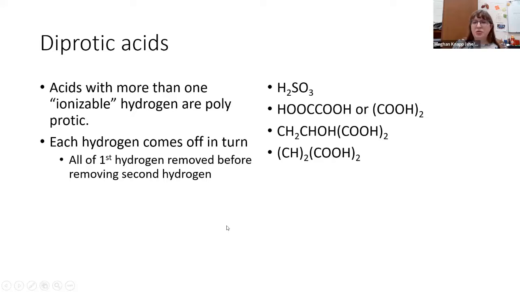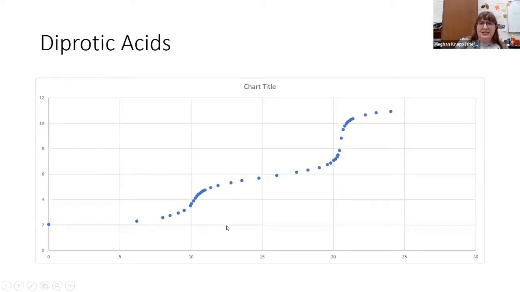So some examples of diprotic acids are over here. So we have sulfurous acid. It's got the H2 out front, but a lot of the weak acids that we will see are going to have this COOH group. That is a carboxylic acid. It's an organic acid. And so you'll notice that each of the three listed here have that in parentheses with a 2 after it. And that indicates there's 2 of those groups on that molecule. So the first one is oxalic acid, then malic acid, which is found in apples, and maleic acid. Those are examples of diprotic acids.